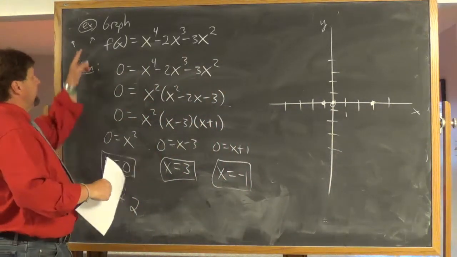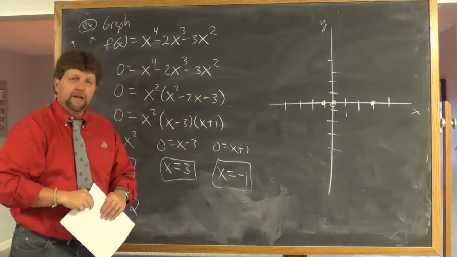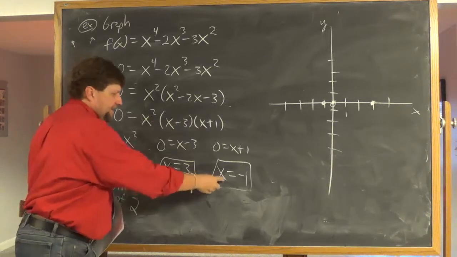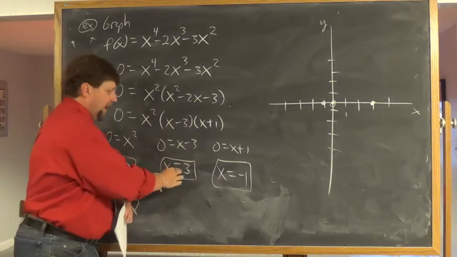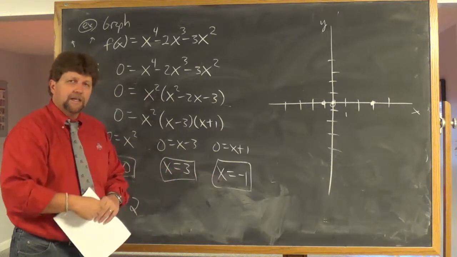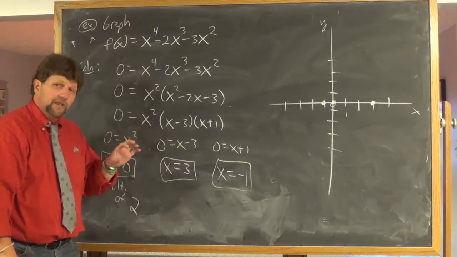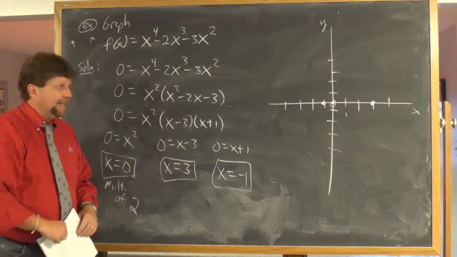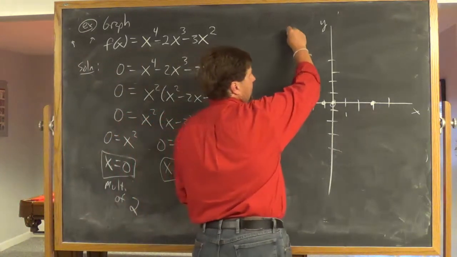I know both ends of my graph have to be shooting up because it's an even degree polynomial with a positive leading coefficient. At these x-intercepts, the graph has to cross the x-axis because they have odd multiplicity. One's an odd number. At this x-intercept, the graph has to just touch the x-axis, not cross it, because the multiplicity is an even number. So I think the graph is going to do something like this.